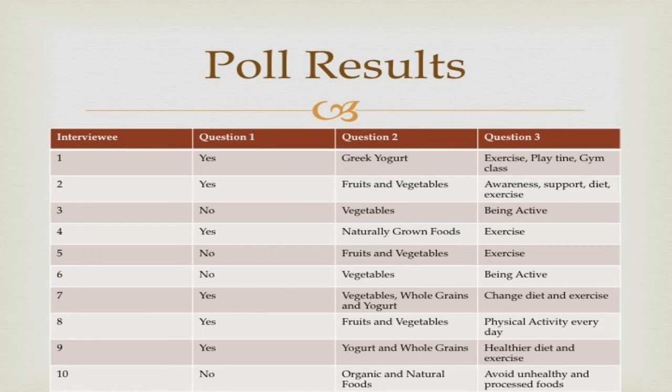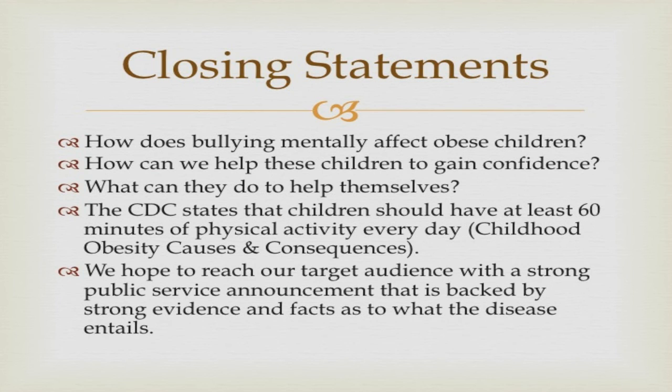The final poll offered the responder to list any ways that they thought would help a child lose weight in order to have a healthier lifestyle. The 10 responders that we collected all involved suggestions of exercising and having a healthier diet. Our final point in the PSA will be the closing statements. We will be discussing the hardships that obese children face on a daily basis, such as bullying or not participating in school activities or extracurriculars because they are too physically unable.